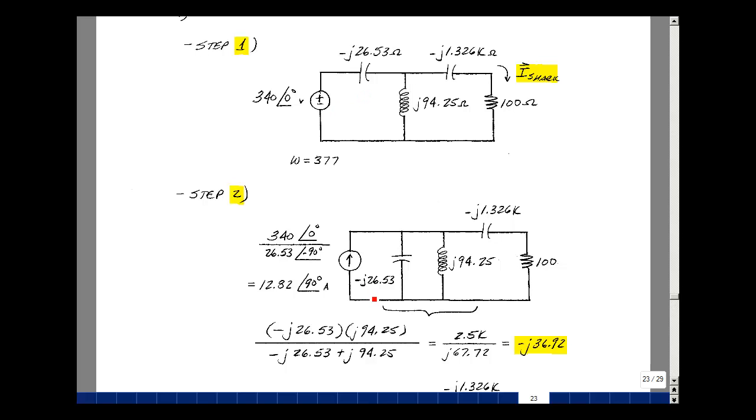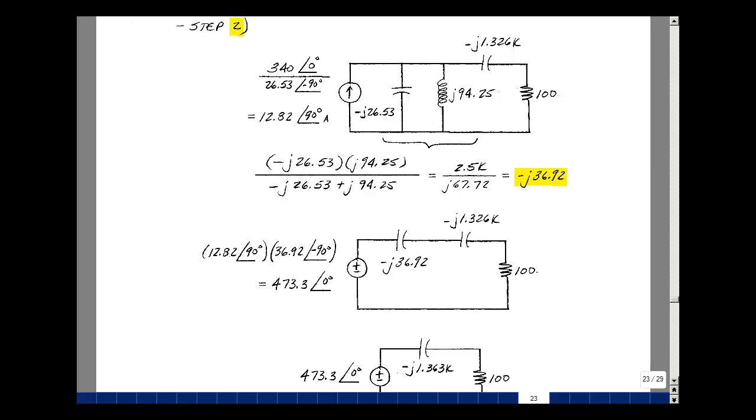I got the minus J 26.53, and then 340 at angle 0 divided by a magnitude of 26.53, and the angle is minus 90 degrees. So this ratio is 12.82. Angle of the numerator minus the angle of the denominator gives 90 degrees. I've got these two in parallel. I did the source transformation, and I'm going to replace this by a single impedance, so I'll take the product over the sum. I get a J squared and another minus sign here, so I get 2.5K. And then the sum of these two is a positive 67.72. 1 over J is minus J, and this ratio is 36.92.